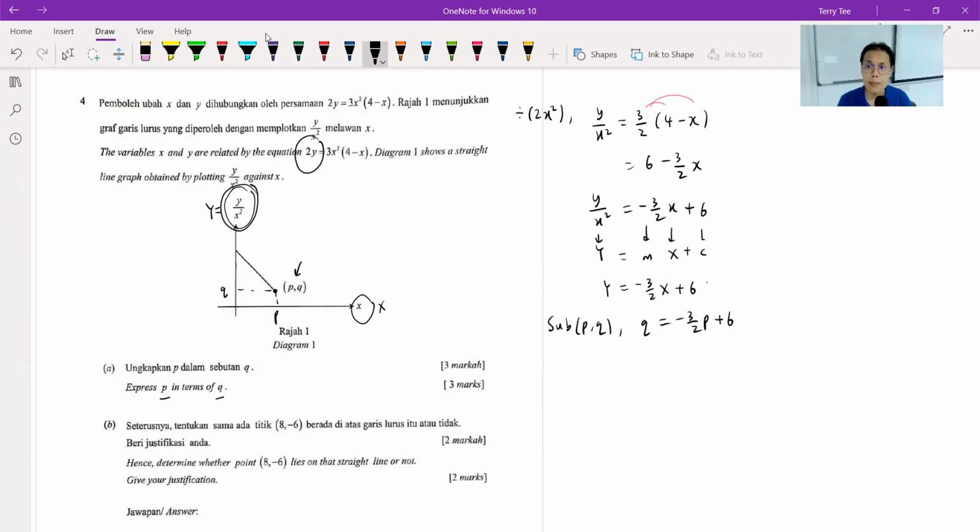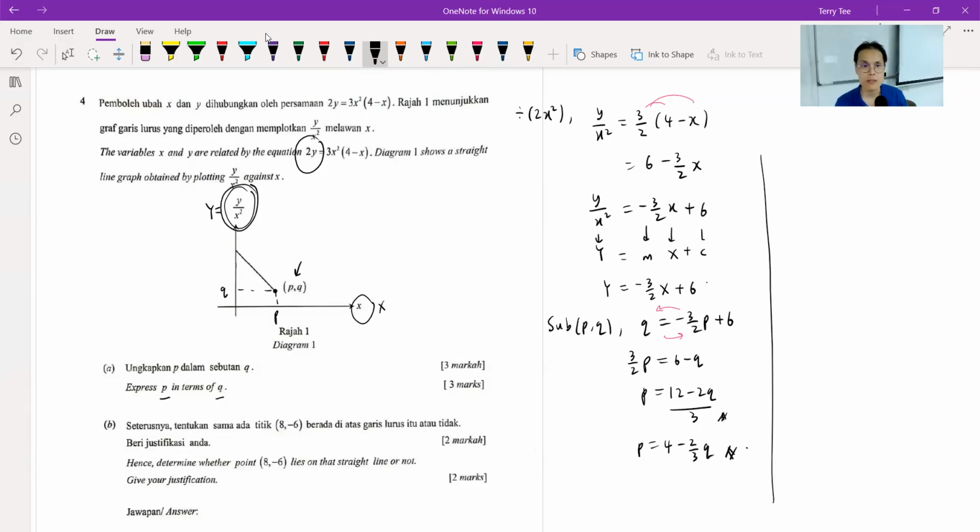And I'm supposed to make p the subject. So let's bring this to the left, bring this to the right. My 3 over 2p is now 6 minus q. Let's make p the subject. Now, there are 2 ways to write this. We can multiply this over and write 12 minus 2q over 3, and leave it like this, which is okay. Or you can divide both of them by 3. 12 divided by 3 is 4, then you minus 2 over 3q. There you go. You get your p in terms of q.